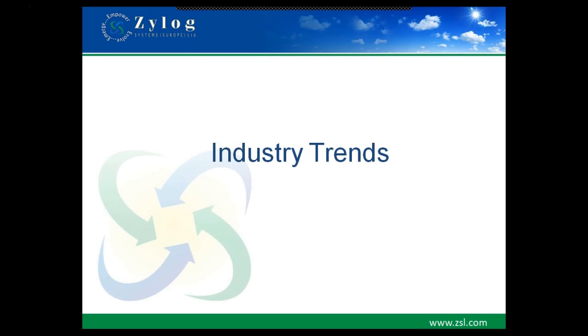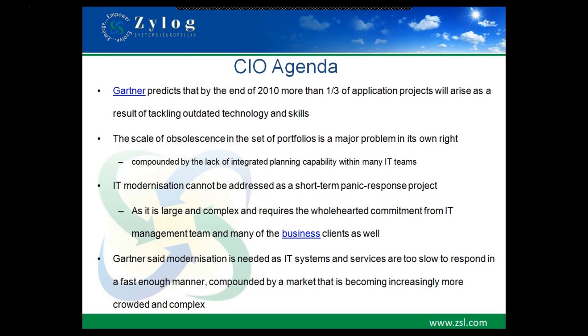Okay, so let's move to the second section and topic of today, which is the industry trends. What is the industry facing? These are some statistics. Gartner has predicted that by the end of 2010, more than one third of application projects will arise from tackling old technology and skills. It also says that IT modernization cannot be addressed as a short-term panic response project. What it means is that over the period of years, all these legacy applications have been developed.